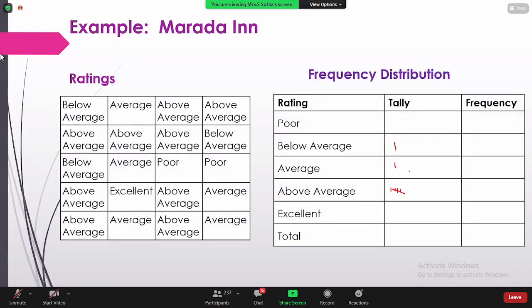So similarly, complete the table for the tally marks and the frequency and tell what the frequencies are for that one. 2 minutes time is given, then complete it, the frequency distribution.